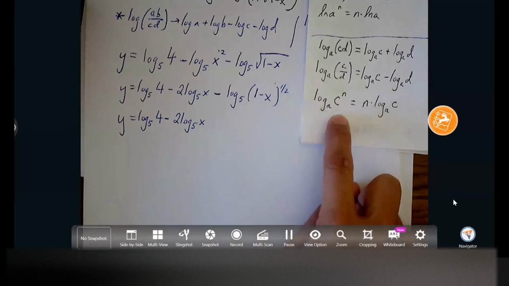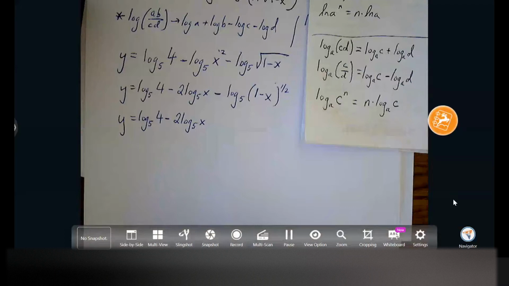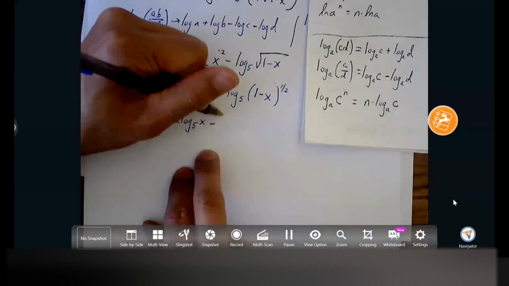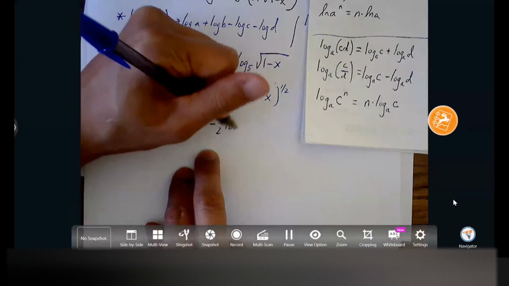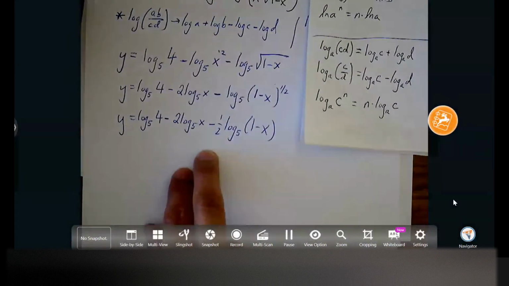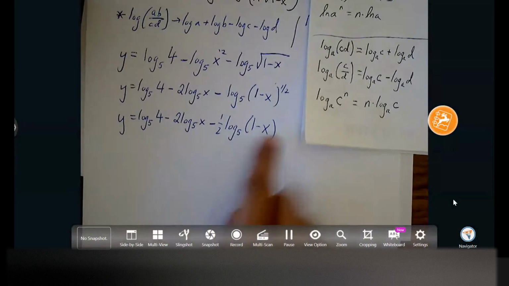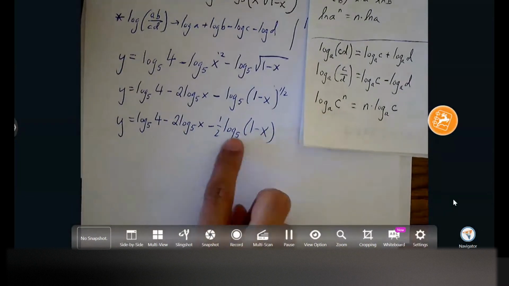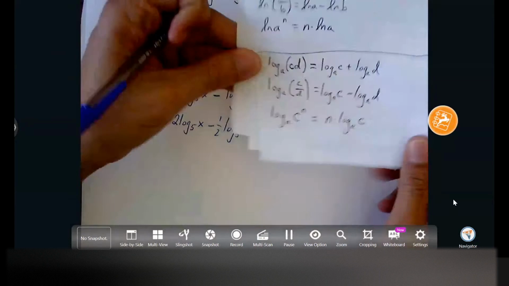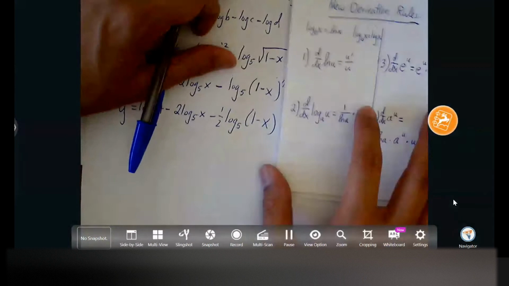Maybe I can use this property here. Yeah, we can do that one. Okay, how would you do it? It'd be 1/2 times log base 5 of 1 minus x. So these aren't multiplied. This is inside the log. Okay, so I think we have a rule that we can manage for all of these. There's our rule.